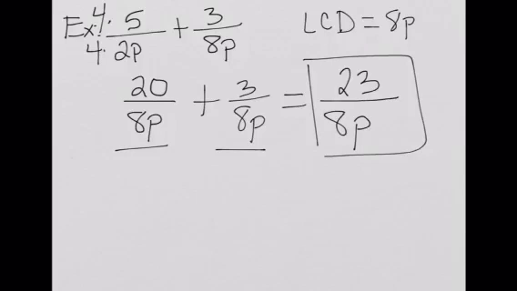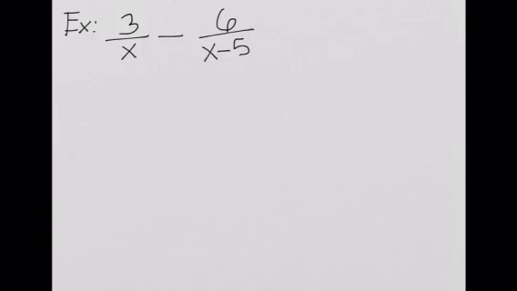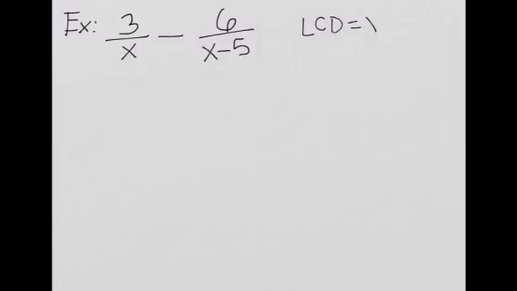Alright, now that we've done an easier problem, let's start picking it up and get to some of the harder problems. Here we have 3 over x minus 6 over x minus 5. Again, the first step is to make sure all denominators are factored, and they are here. Now we can write up my LCD. We look at the first one, and it's just x. Then we look at the second one, and it's x minus 5.